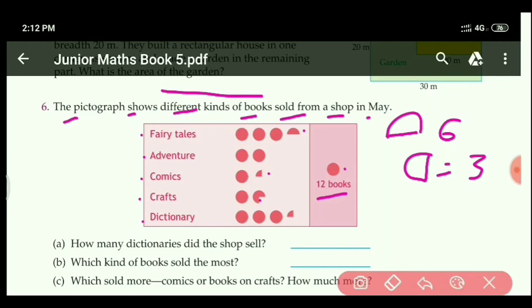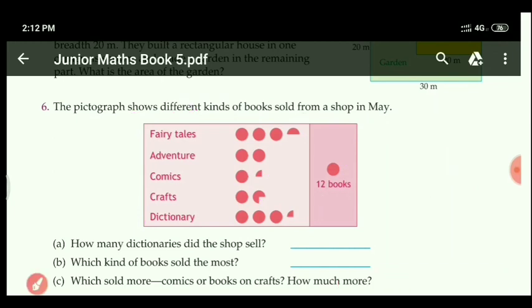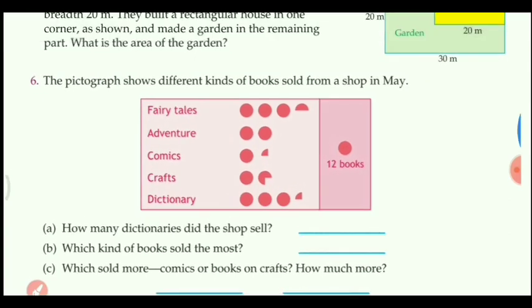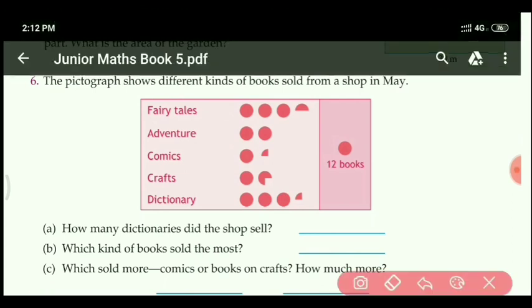Firstly, we will find the number of books. Let us see here, fairy tales. Here 1, 2, 3 circles will be equal to 12 plus 12 plus 12, 36. 36 and 6, how much will it be? 42. So the fairy tales books number coming is 42. Now adventure books, 12 plus 12, 24. And comics, 12 plus 3, how much will it be? 15. I am writing this on one side.